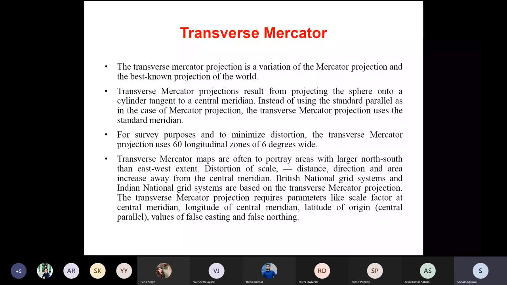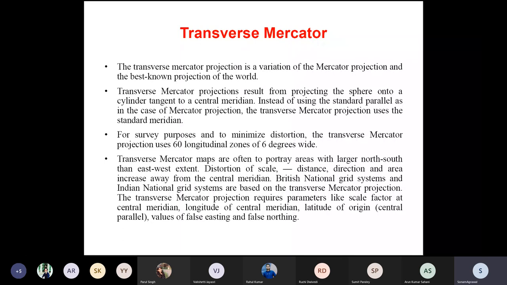Distortion of scale, distance, direction and area increases away from the central meridian. That's why the British National Grid System and Indian National Grid System are based on the transverse Mercator projection system. Nowadays we are following the UTM, since the new mapping policy came and OSM series maps were published. But earlier, in the topographic map series, they used polyconic map projection. It is given over here that the Indian national system is based on the transverse Mercator projection system.